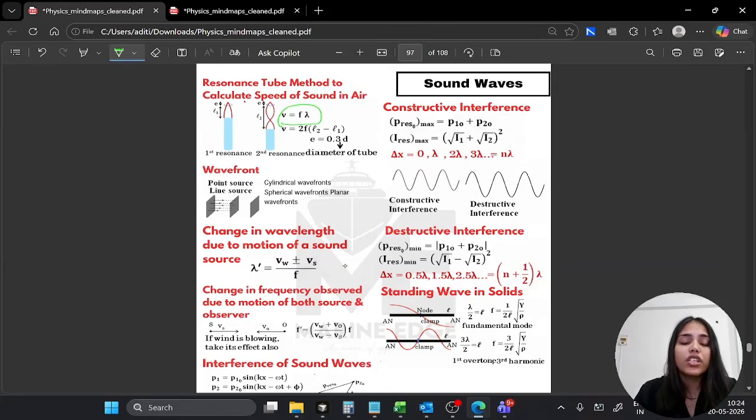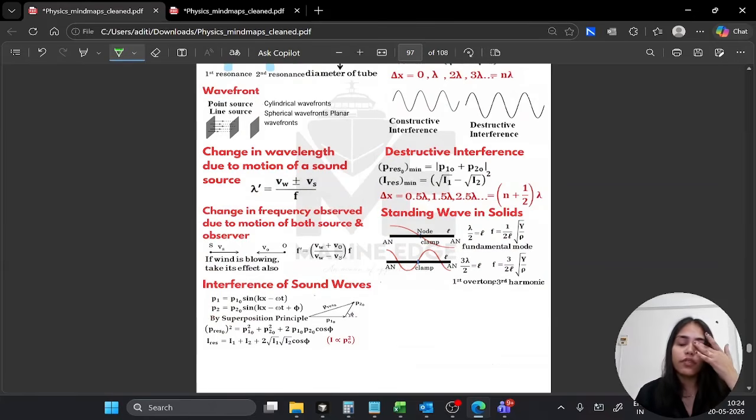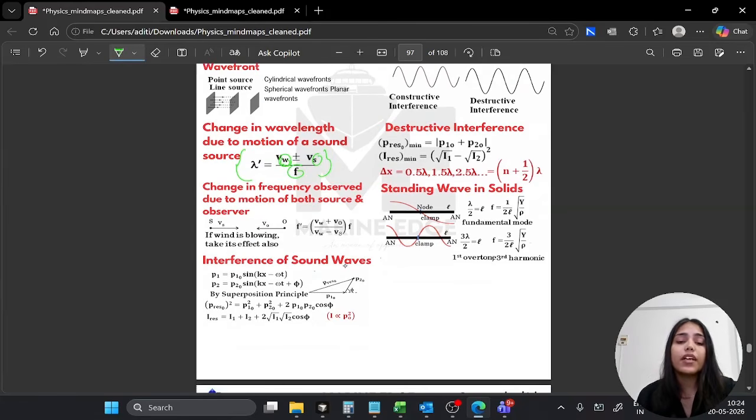Okay. Now, change in wavelength due to motion of a sound. If the person who is listening and the source of the sound are both in motion, in that case there is a change of wavelength as it travels, and that change is equal to this: the velocity of the source, the velocity of the observer, and f. Okay. Now, moving forward, interference of sound waves.